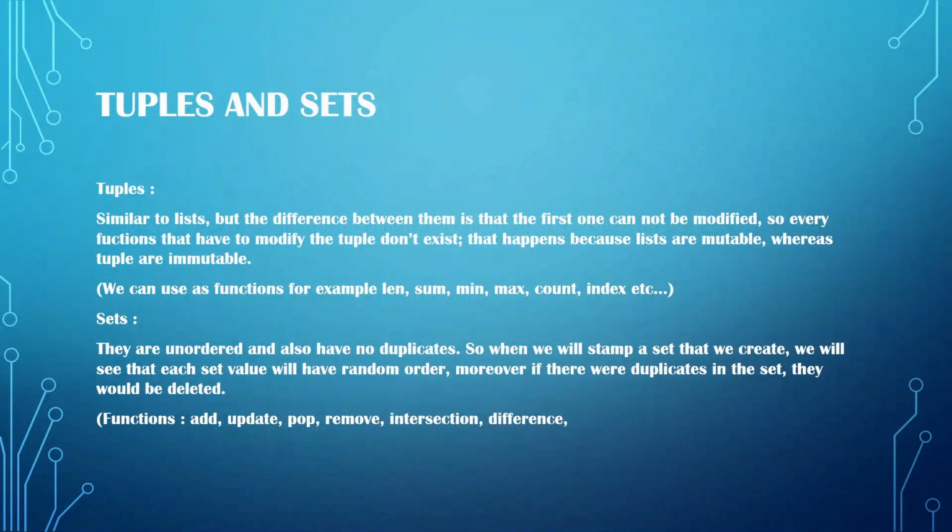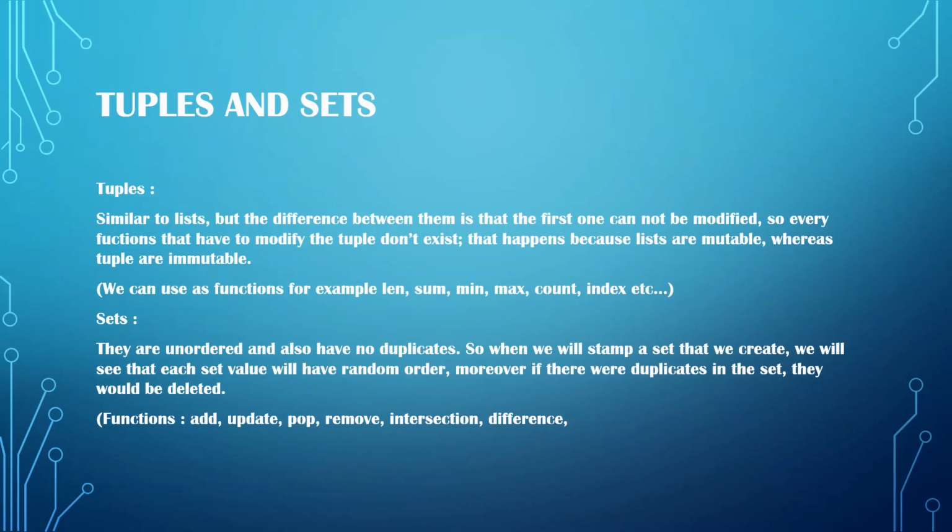Now we can talk about tuples and sets. Tuples are similar to lists, but the difference between them is that the first one cannot be modified, so array functions that have to modify the tuple don't exist. That happens because lists are mutable, whereas tuples are immutable. So in tuples we can use as functions, for example, len, sum, min, max, count, index, etc.